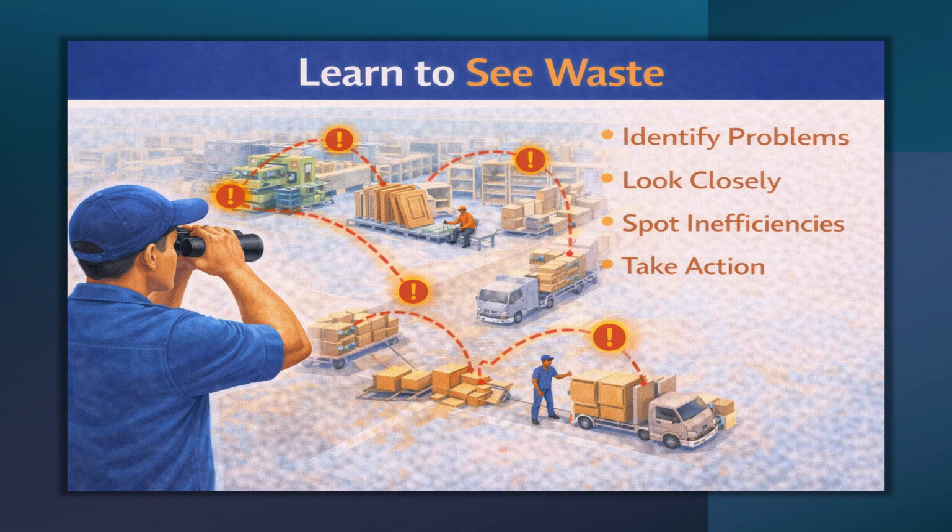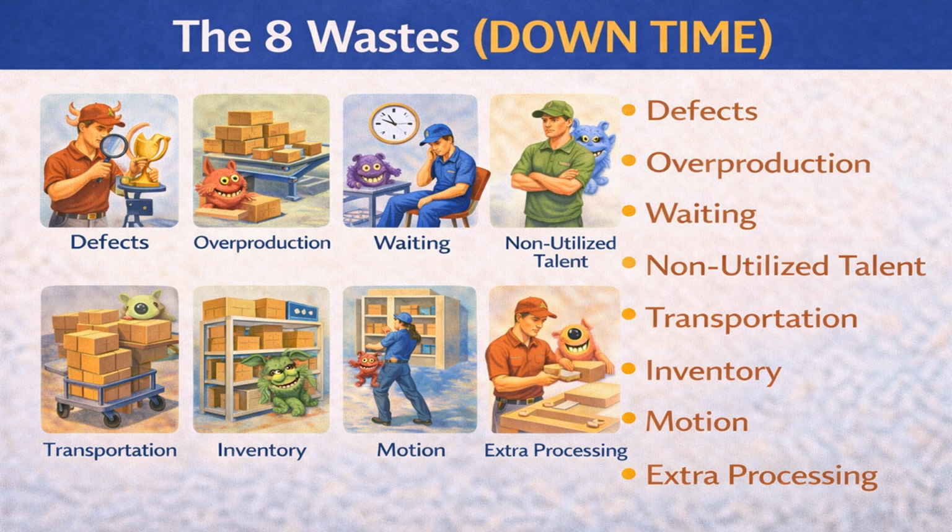Let's zoom into this section a little bit and see what we find. If we want to be able to eliminate it, we must be able to spot it. What do these little monsters look like that cause so much havoc in our value stream? All waste fits into 8 categories and can be remembered by the acronym DOWNTIME. We have defects, overproduction, waiting, non-utilized talent, transportation, inventory, motion, and extra processing.